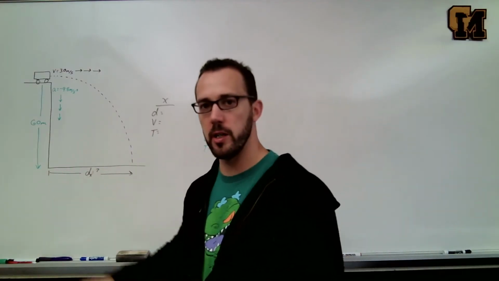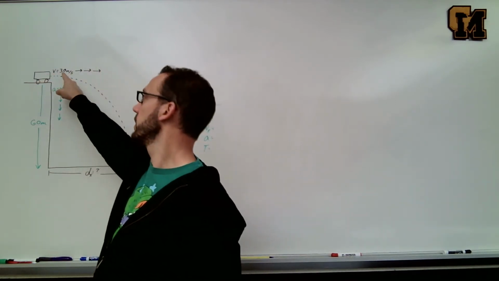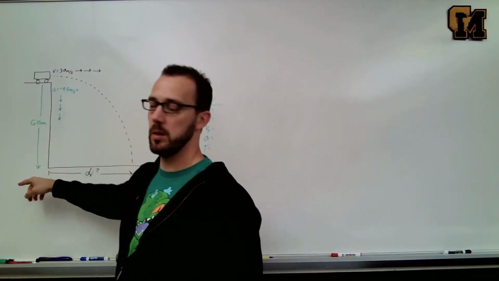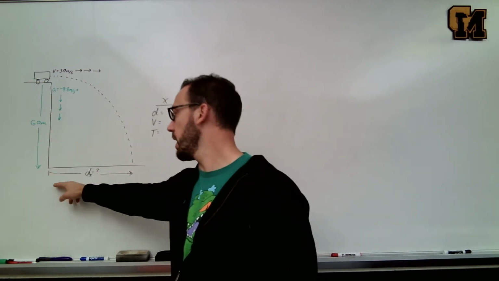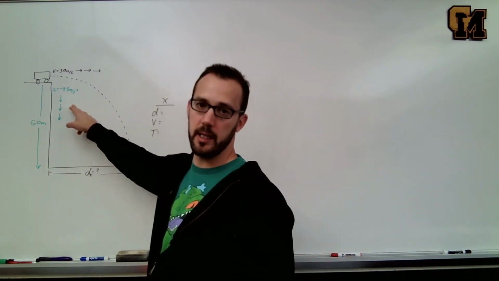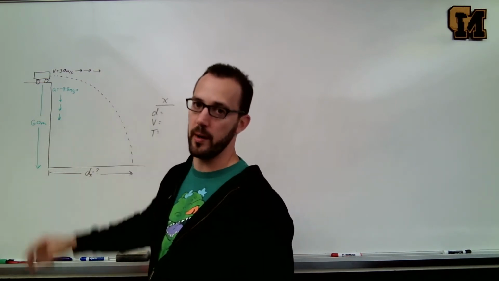We have our picture drawn up here on the board. Here's my car. It's traveling horizontally with a speed of 30 meters per second. We know it's 60 meters below to where it's going to crash. How far away that is, is what we're trying to find. And as always, all projectiles have an acceleration down of negative 9.8 meters per second squared.